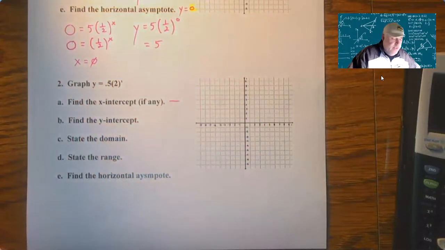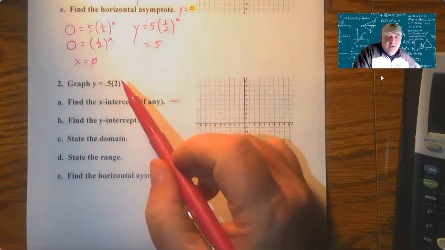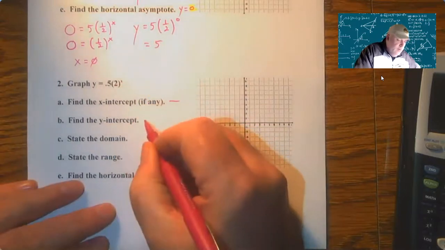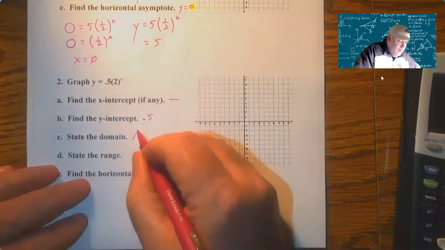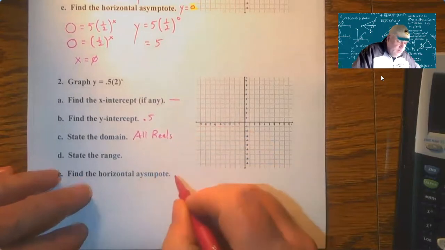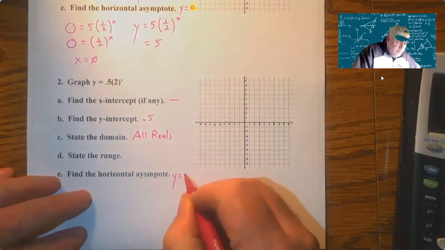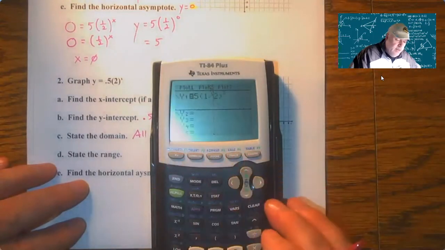Find the y-intercept. This is where you let x be 0, and anything to the 0 power is 1. So this is going to be 0.5 times 1, which is 0.5. The domain is all reals, and the range is relative to the horizontal asymptote, which is 0 again. But you should always check out everything.